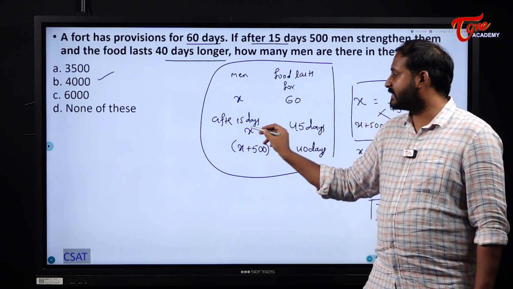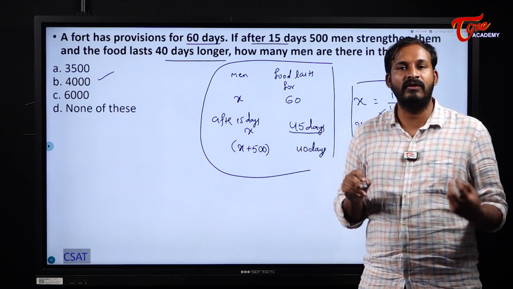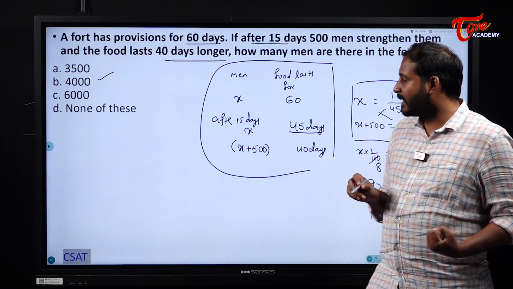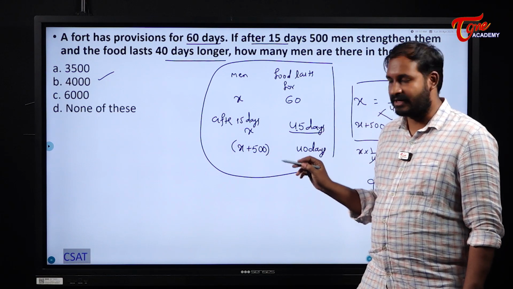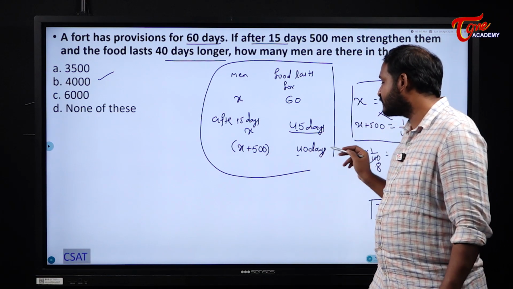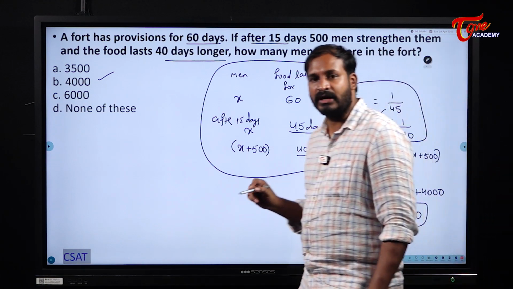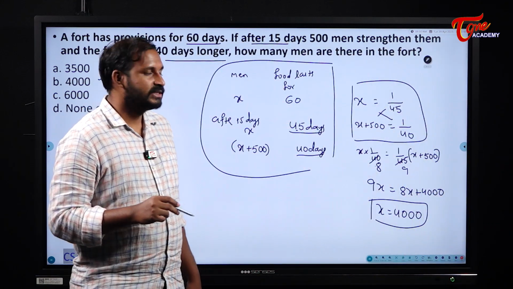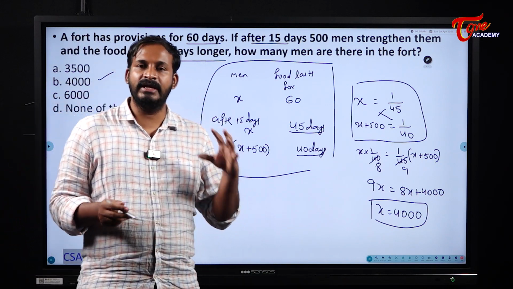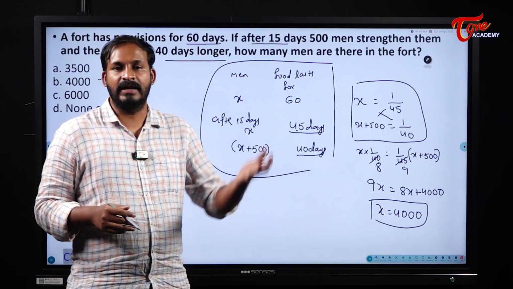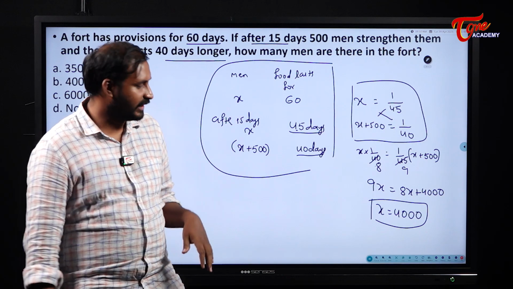After 15 days for the same X men. For example, if the same number of people are there, the food will last for how many days? 45 days. But what is happening here? To this X, 500 were added. So X plus 500. The food is lasting for how many days? 40 days. But while writing the relation, we will write it in this form, 1 by 45 and 1 by 40. The reason is the number of men and the food consumption, food left will be inversely related. If the number of persons increases, the food will last for fewer days.